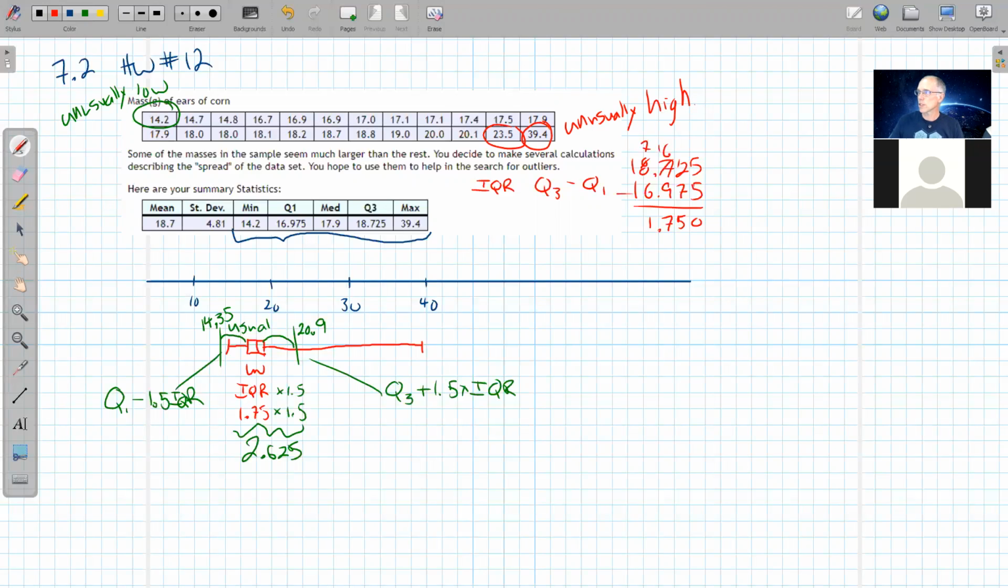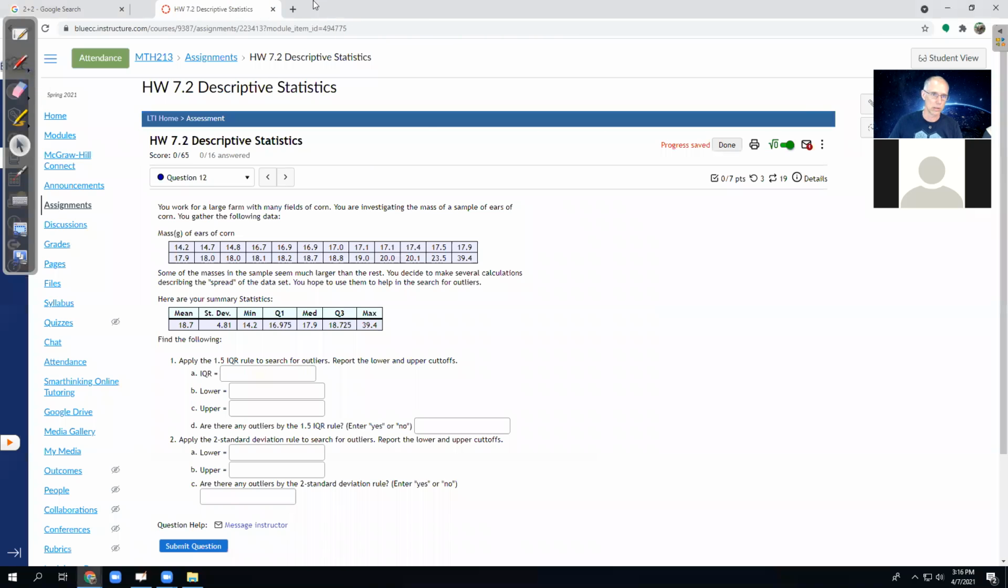Back on the question, I'm asked to state what the IQR was. So that distance was 1.75, and then I was to use it to find the lower and the upper bound, that 1.5 IQR rule. So what were my numbers there? They were 14.35, and I think it was 20.9. And are there any outliers, yes or no? I found 3 of them, so I would definitely answer yes there.